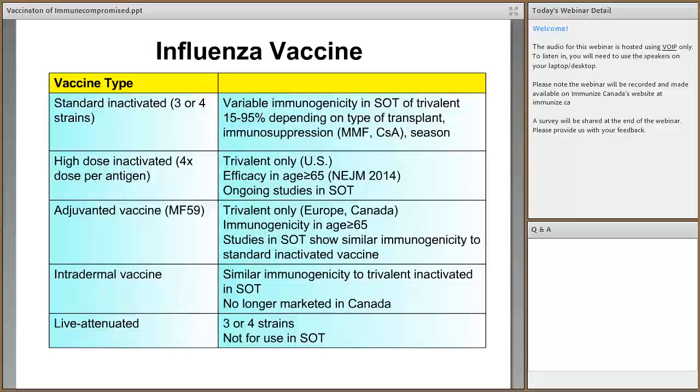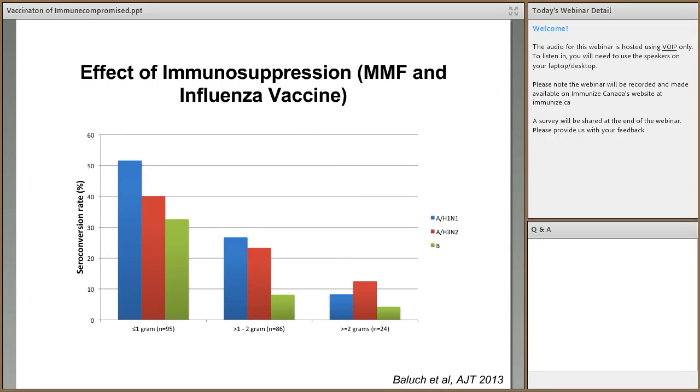So for transplant recipients, there are studies with the adjuvanted vaccine and intradermal vaccines, but none of the studies show that any of these special vaccines actually work any better than the standard vaccine. So still the standard vaccine is the one to use in transplant recipients. And this is what we would be recommending unless there are further data to say otherwise.